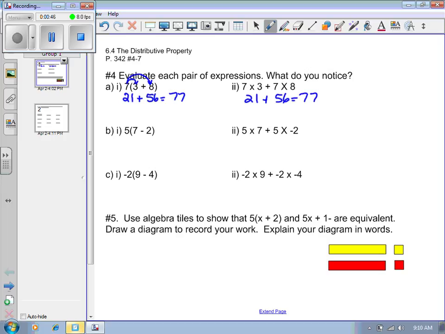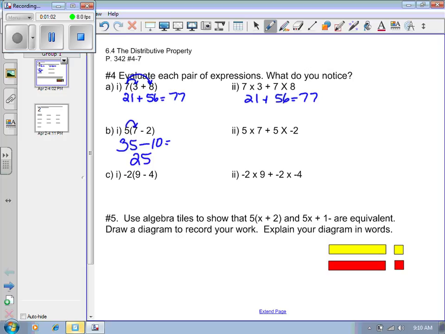Here we're going to distribute. 5 times 7 gives us 35, excellent. We bring down the subtract one. 5 times 2 is 10. When we subtract, we get an answer of 25, excellent.